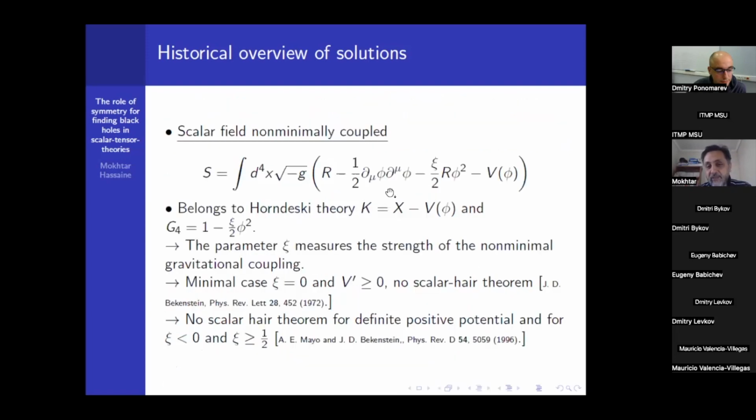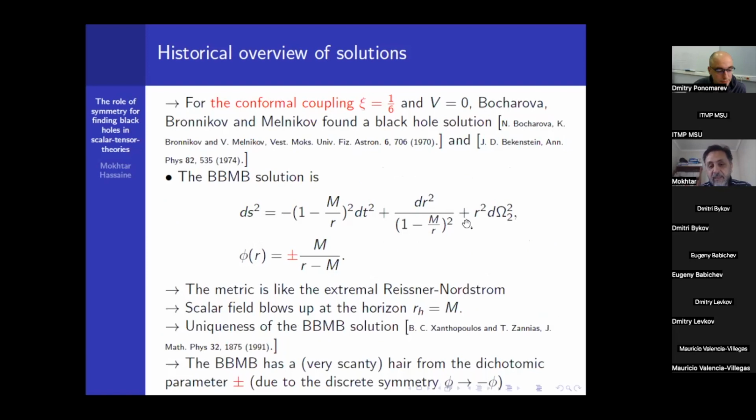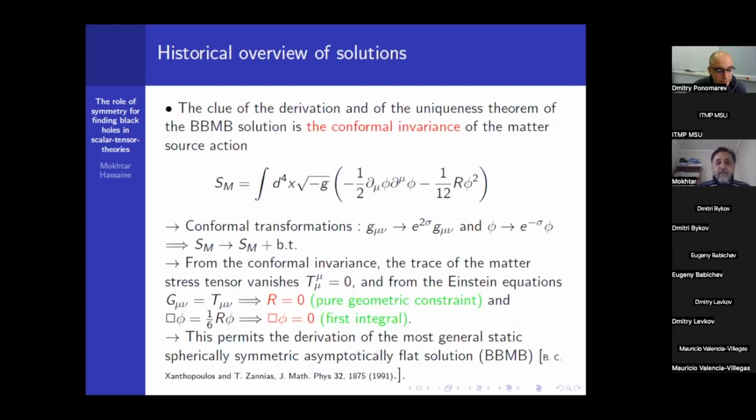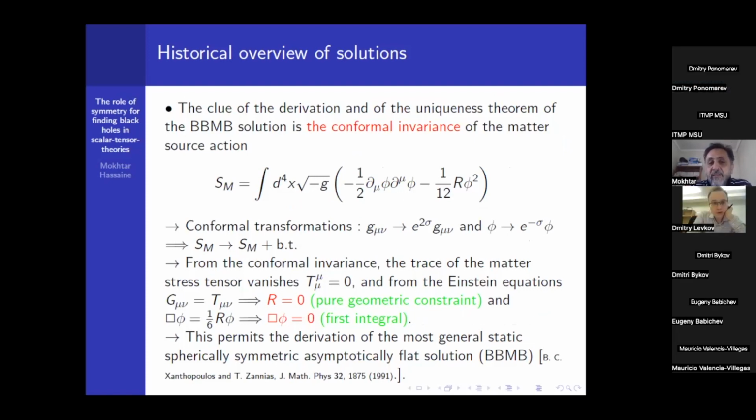Of course, if I change phi by minus phi, these two terms are invariant. Of course, the potential is not present. So this discrete symmetry is present, and this is what they say, that there is a hair for this solution. Okay. The clue of the derivation and of the uniqueness theorem of the BBMB is exactly the conformal invariance of the matter source action.